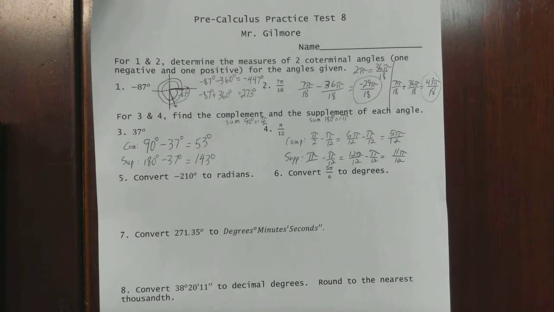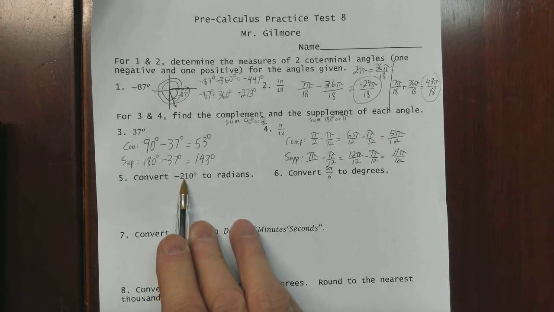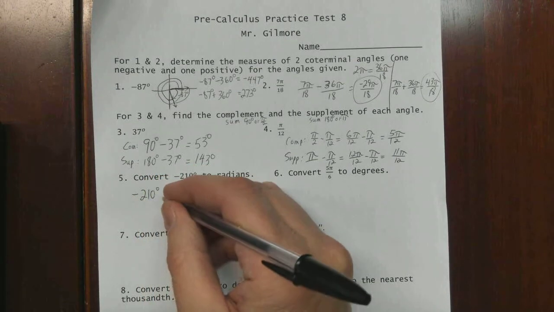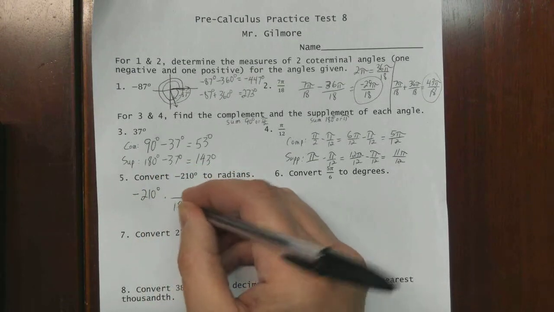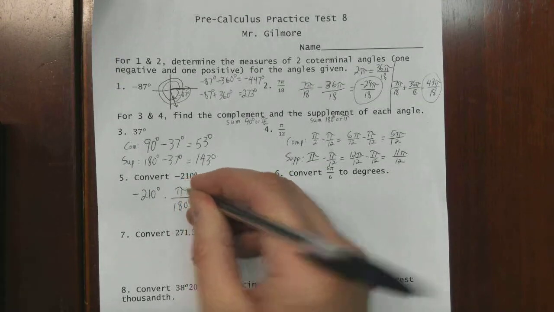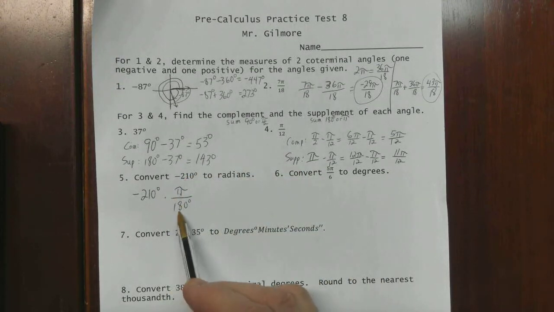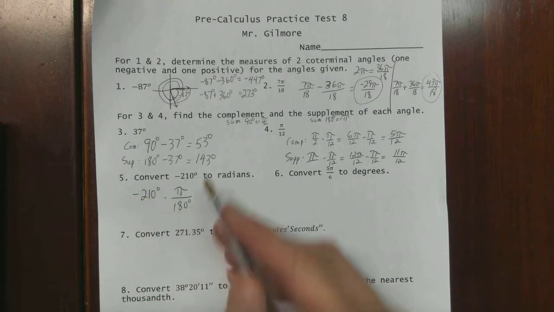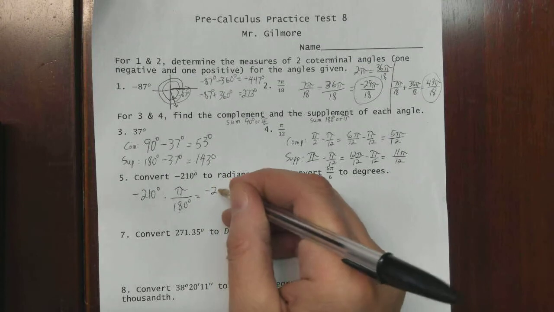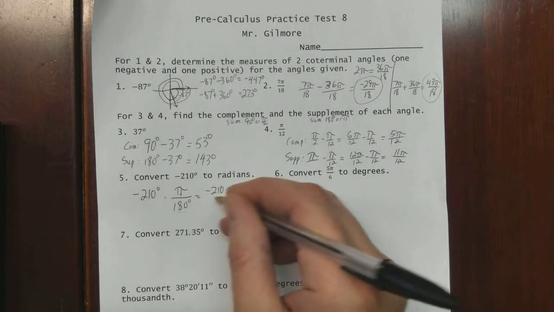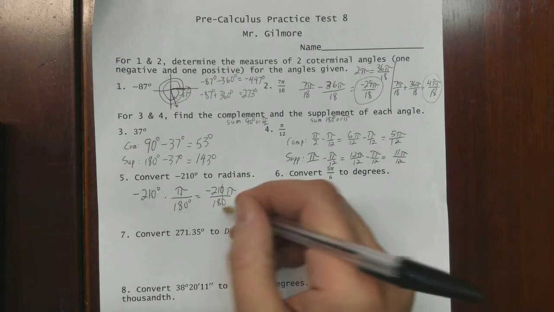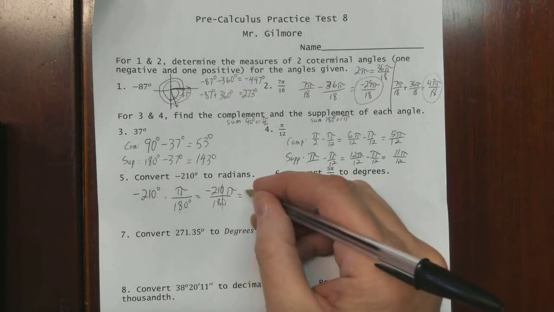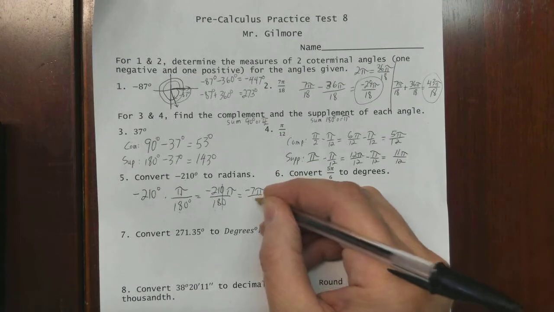Now, I'm going to convert negative 210 degrees to radians. So I have negative 210 degrees, and I want it to cancel out with the degrees here. So pi radians is equal to 180 degrees, so I'm essentially just multiplying this by 1. So I get negative 210 pi over 180, 21 over 18. 3 is divisible. That's negative 7 pi over 6.